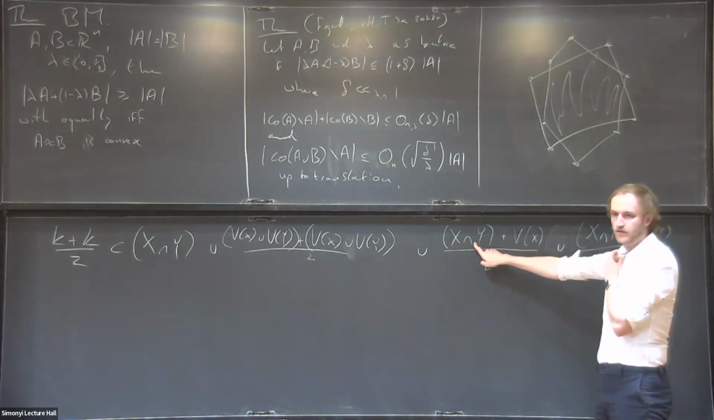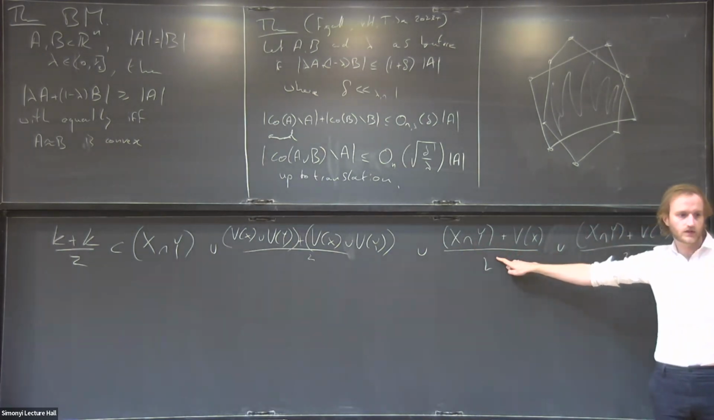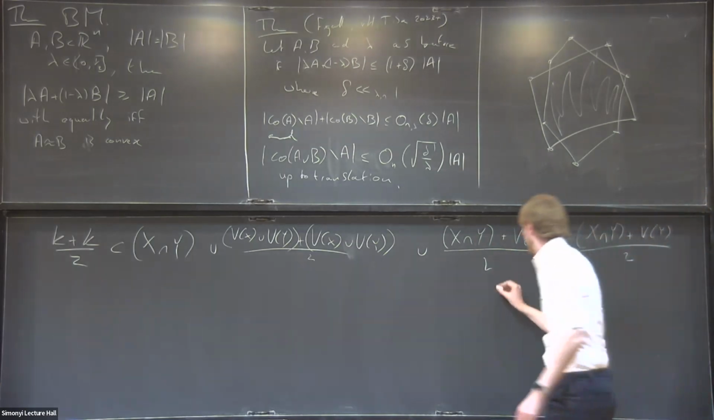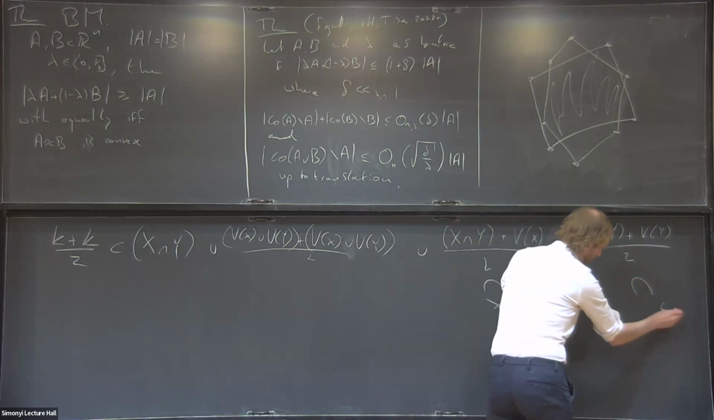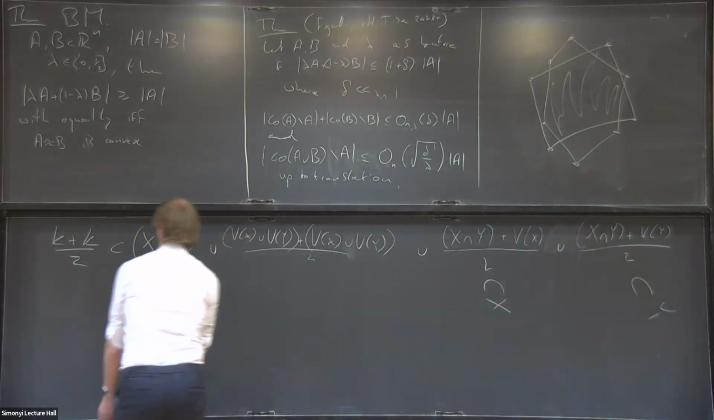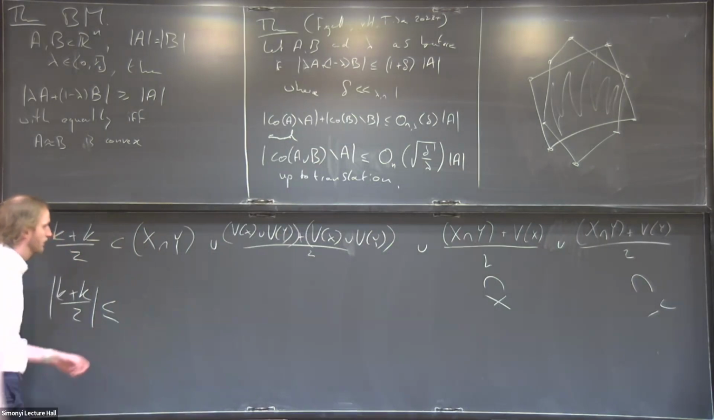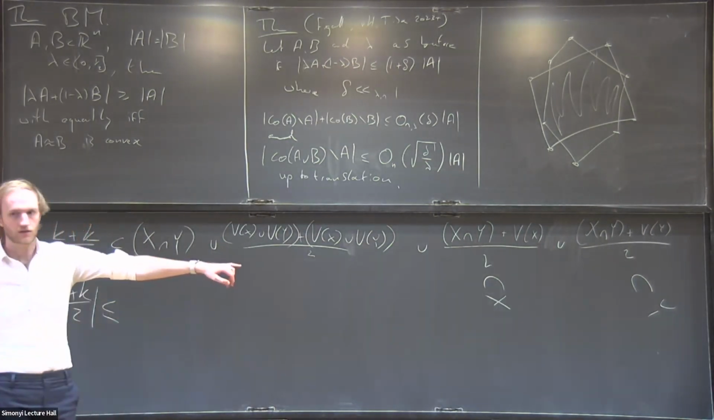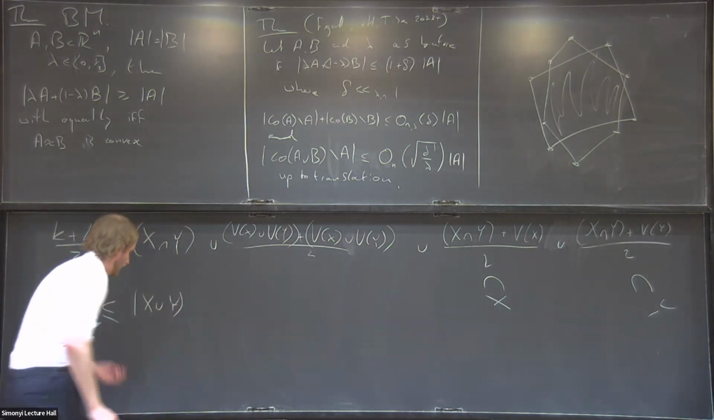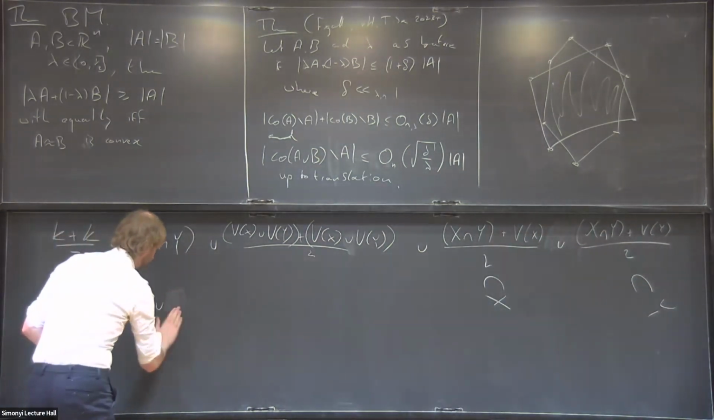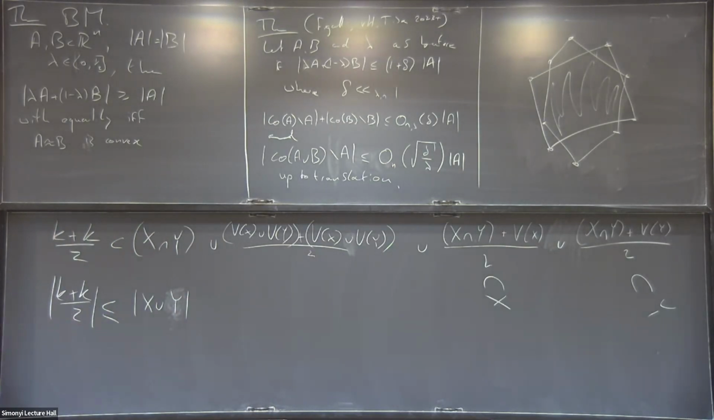Now notice that this object here is a subset of X, right? So this average is definitely going to be contained inside of X itself. This is contained in X, this is contained in Y. So if I consider k plus k over 2, it's going to be completely contained in X union Y. Aha. Okay, but how big is this? It's actually not very big compared to k itself.